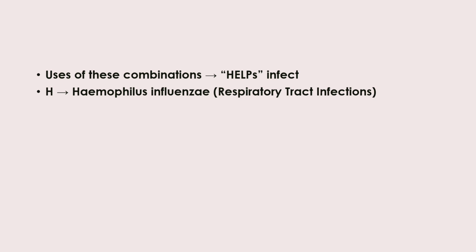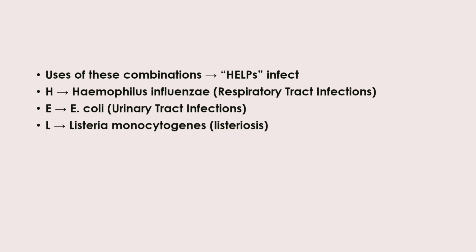E. coli causes urinary tract infections. One of the main causes of UTI is E. coli. We can use amoxicillins or these broad spectrum penicillins against E. coli. Listeria monocytogenes causes listeriosis. We can use the amoxicillins against that bacteria that is causing the listeriosis.